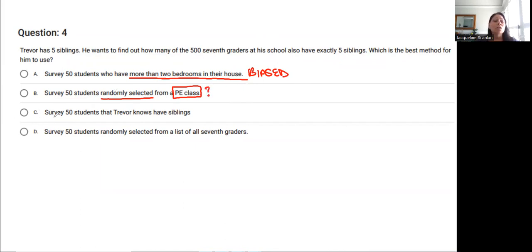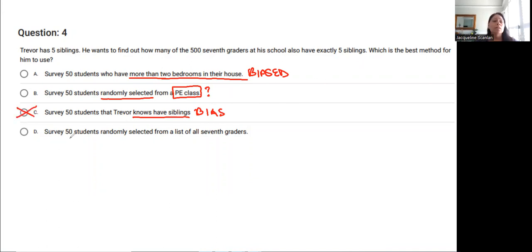Answer choice C says survey 50 students that Trevor knows have siblings. Well, that's a specific group. That's definitely showing bias. Because he knows these kids have siblings, he's already eliminating the group of people that may not have siblings. And so that's already showing bias. So it cannot be C.